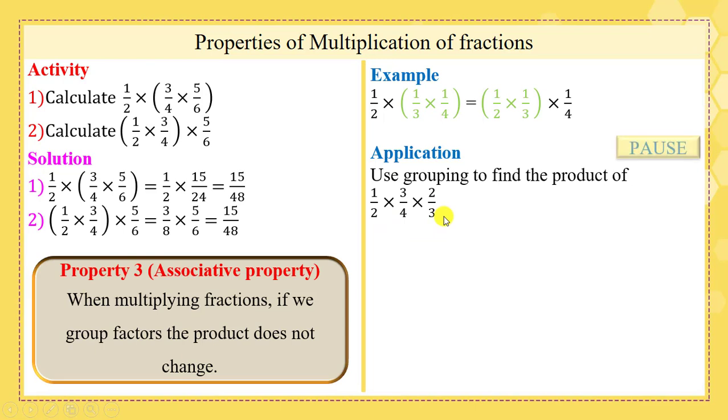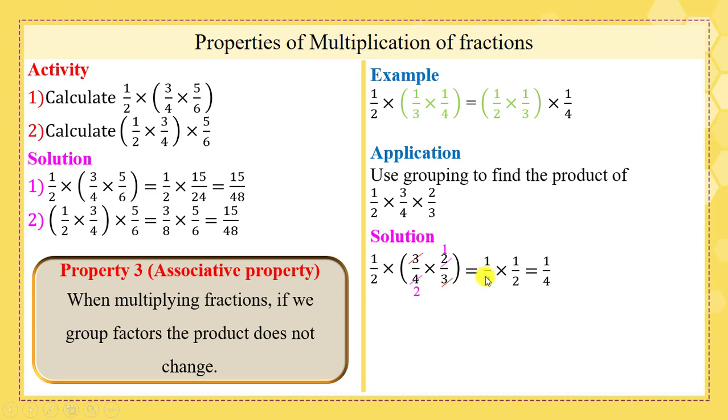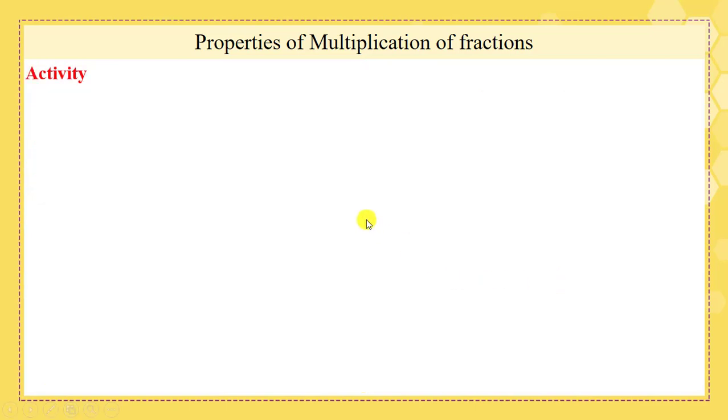Please pause this video and try to solve this application. Simplify 3 and 3. 2 and 4 are divisible by 2, so 2 divided by 2 equals 1, and 4 divided by 2 equals 2. 1 over 2 times 1 over 2 equals 1 over 4.